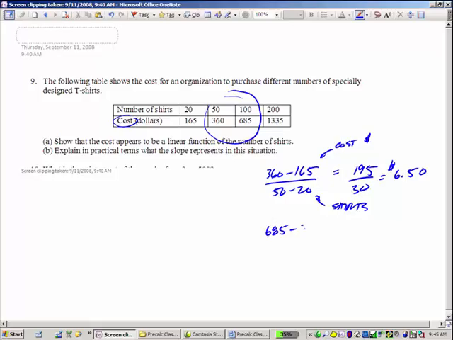All right, let's do 685 minus 360 over 100 minus 50. So we get 325 over 50, and what is it? 6.5. Okay, what would happen if you did 360 divided by 50? What would you get?